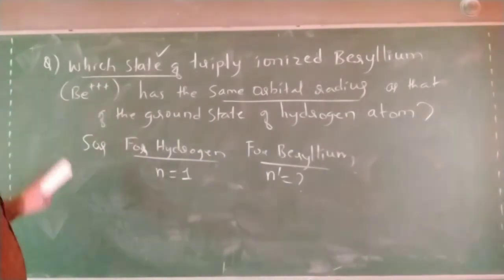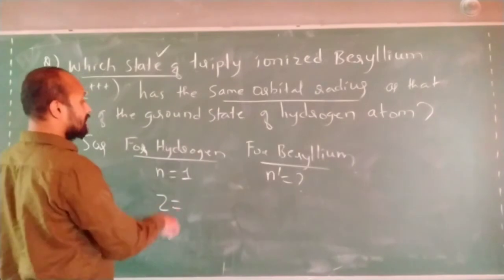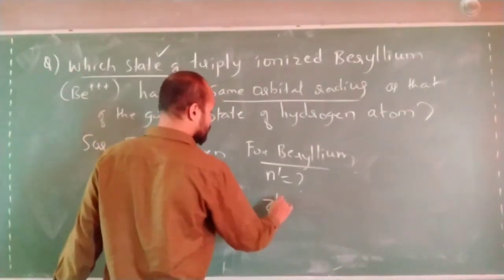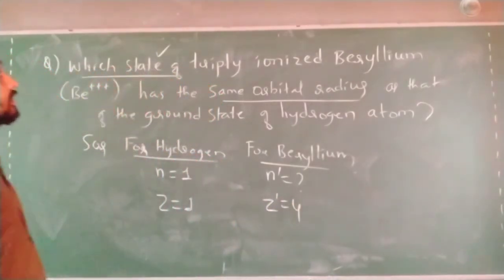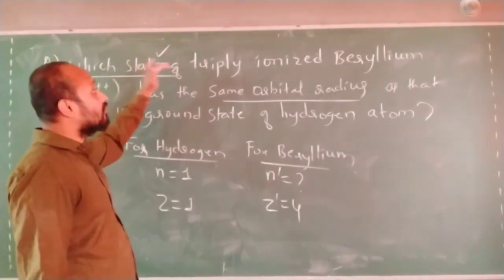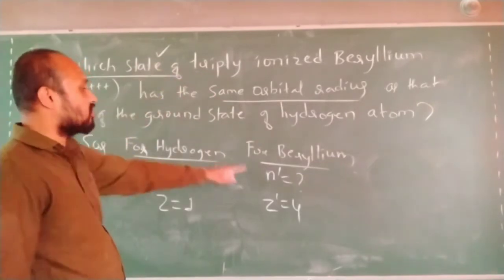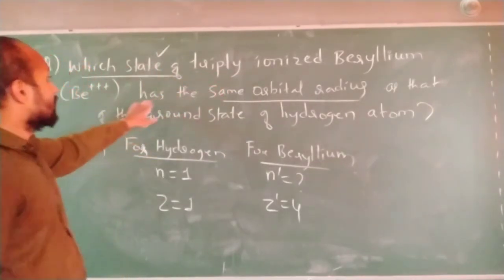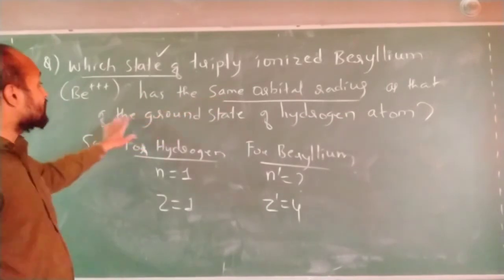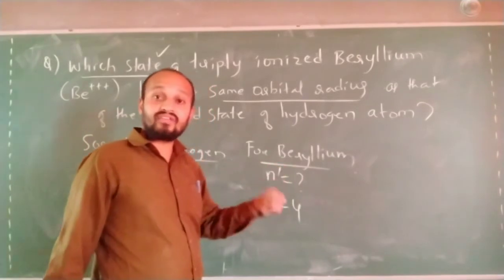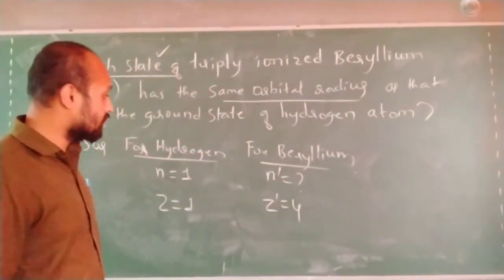Correct, no? So hydrogen atom has atomic number 1. Beryllium has atomic number 4. See, for which orbit of beryllium, state means he is talking about n. So beryllium has the same orbital radius as that of the ground state. So there is one orbit which is equal to the size of the first orbit of hydrogen atom. We have to find it.